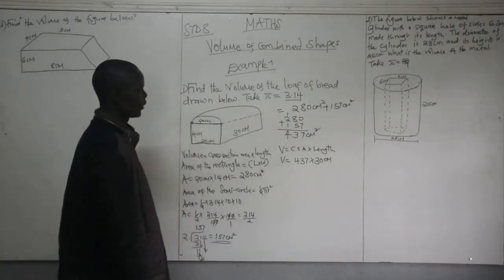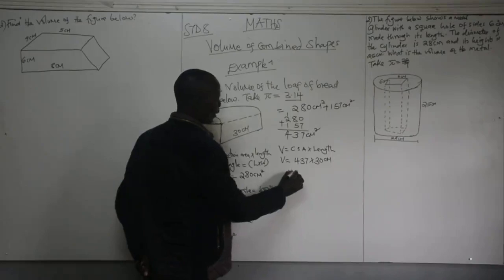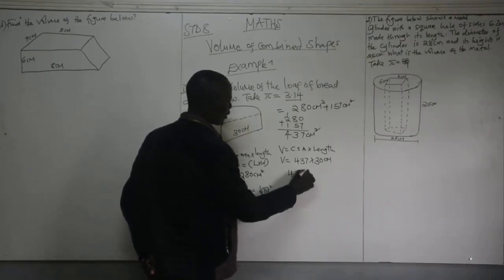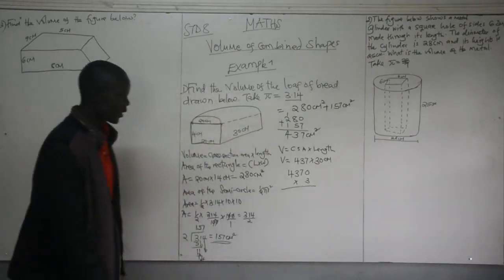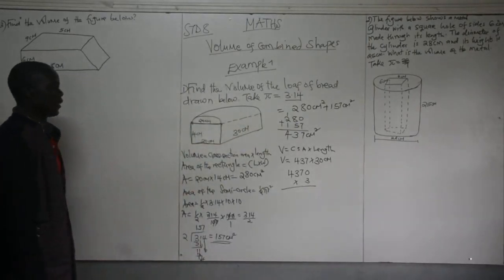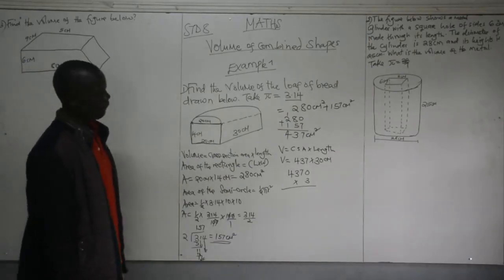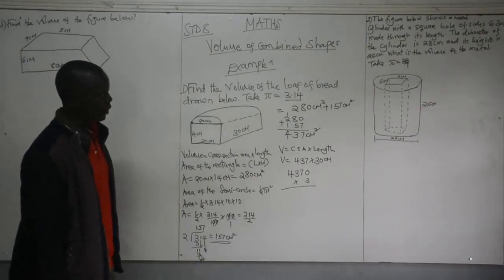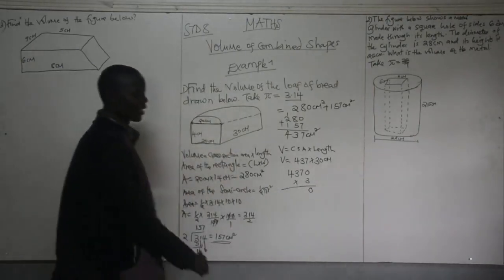So let us multiply together. Say this is 437. You can add the 0, then times 3. So let us multiply. We say 0 multiplied by 3 gives us what? Good, it gives us a 0. You write a 0. Any number multiplied by 0 is 0.